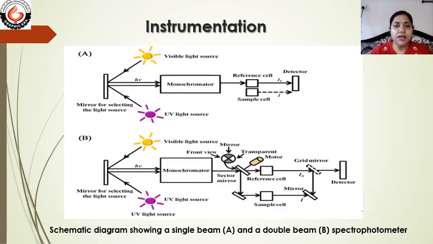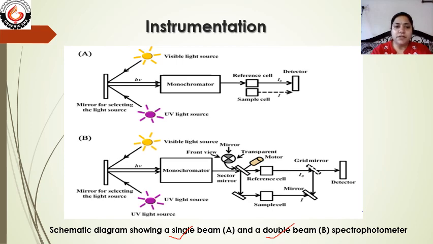Instrumentation. The instrument used to detect the behavior of a molecule to absorb visible light or UV light is known as a UV-visible spectrophotometer. Usually the spectrophotometer has a facility for both types of light, visible light and UV light. There are two types of instruments used for detection of UV-visible light absorbance, known as the single beam instrument and the double beam instrument. The first one is single beam and the second one is double beam.